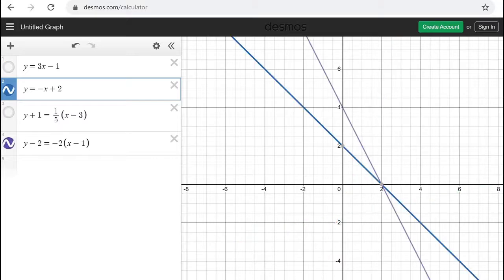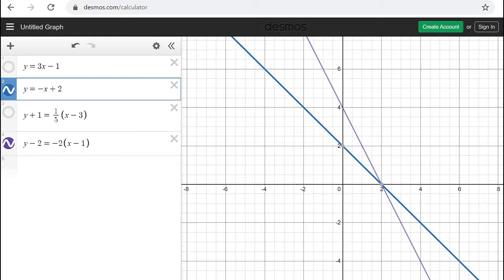Similarly, if we compare two lines with negative slopes, this blue line has slope negative 1, and it's not as steep as the purple line, which has slope negative 2. The equation I'm using for the purple line here is y minus 2 equals negative 2 times the quantity x minus 1. That's the point-slope form going through the point (1, 2).